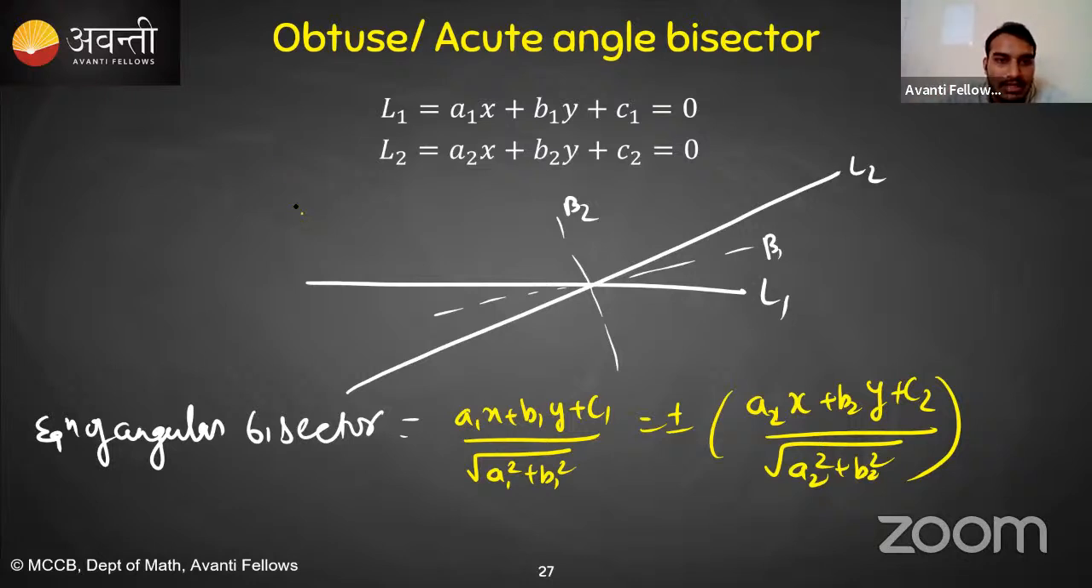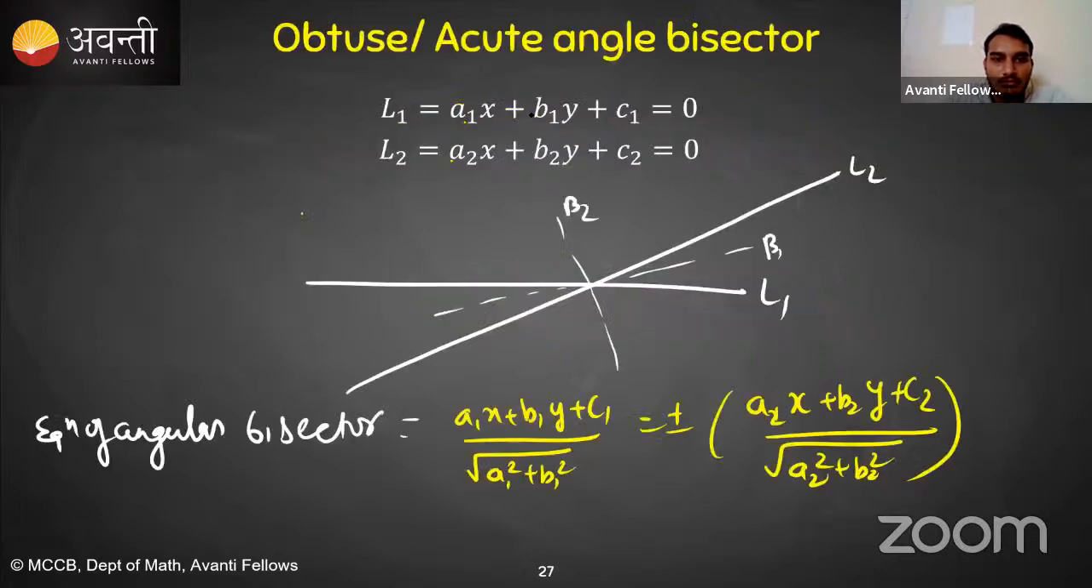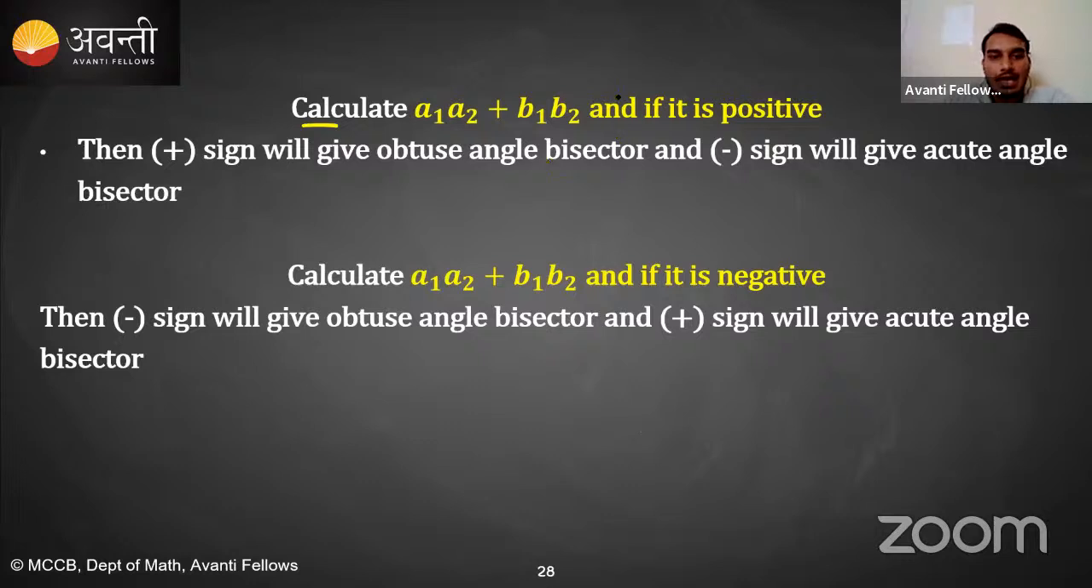What is the formula? First of all, calculate a1 a2 plus b1 b2. Okay, and if it is positive, तो आपने calculate किया a1 a2 plus b1 b2 और वो positive आ गया, let's say a number like 2, 5, 10, 9, so this is positive. It means on taking the positive sign, you will get the obtuse angle bisector. Positive sign will correspond to the obtuse angle bisector. Then obviously the negative sign will give me the acute angle bisector.